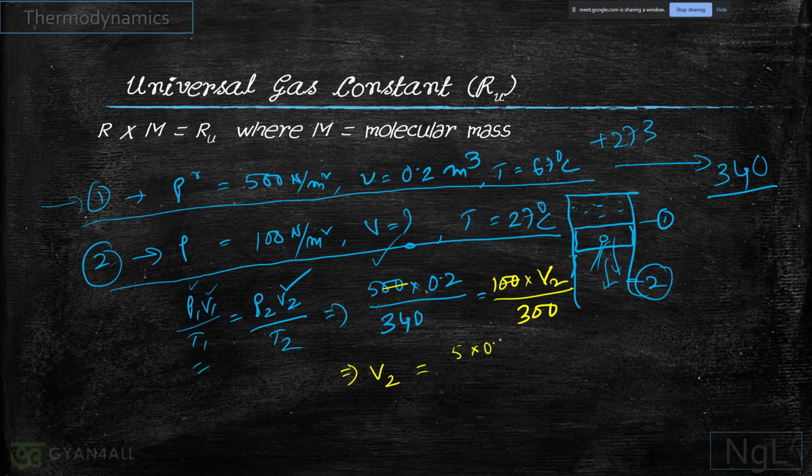5 into 0.2 into 300 divided by 340. How much volume will we get? We will get it in meter cube. So that is the volume. This type of problem we have to solve frequently. This is not exactly the whole problem, but this type of calculation will be part of the whole problem. Make sure that you can solve this type of problem very quickly.